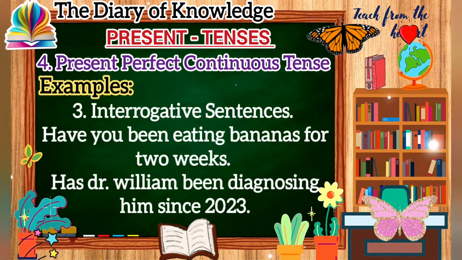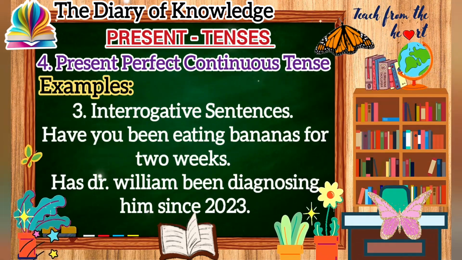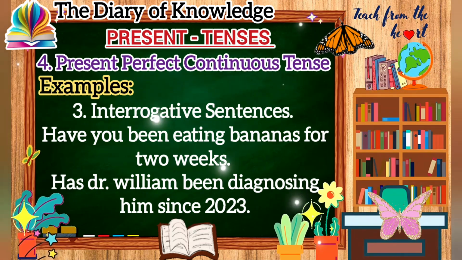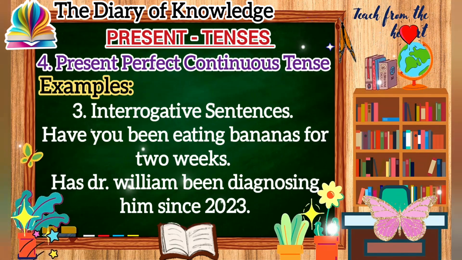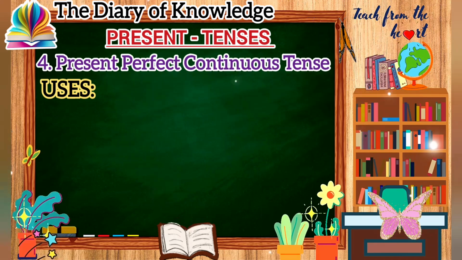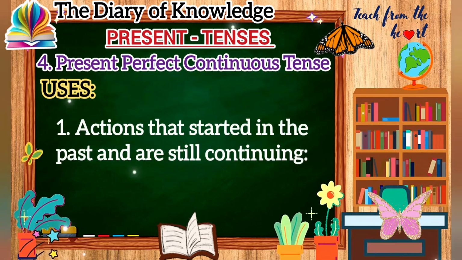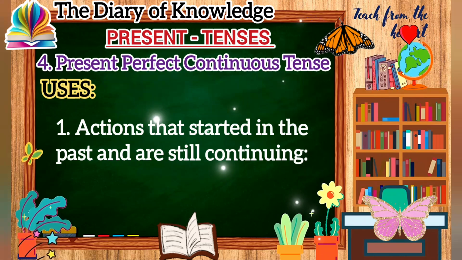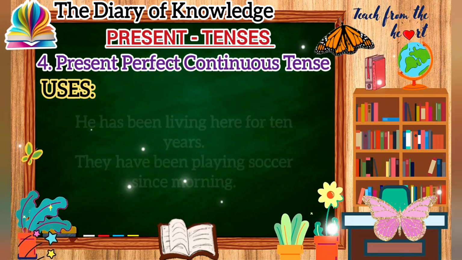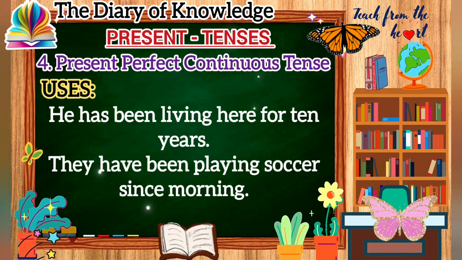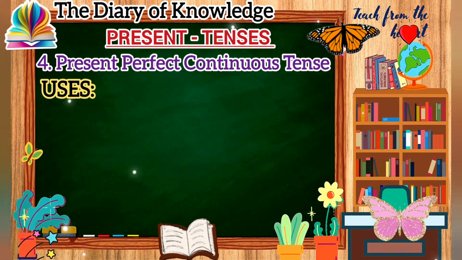Third, interrogative sentences. Have you been eating bananas for 2 weeks? Has Dr. William been diagnosing him since 2023? Uses: 1. Actions that started in the past and are still continuing. He has been living here for 10 years. They have been playing soccer since morning.